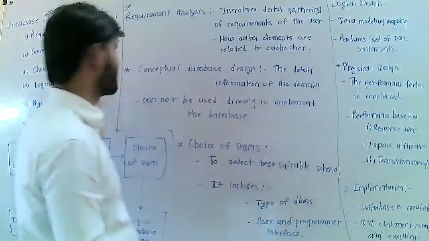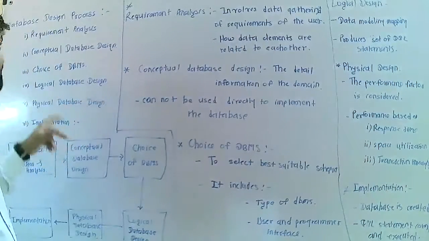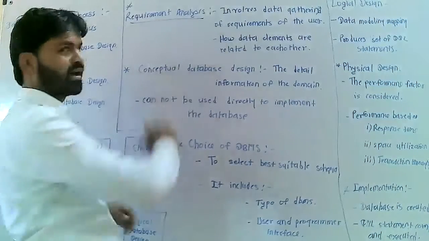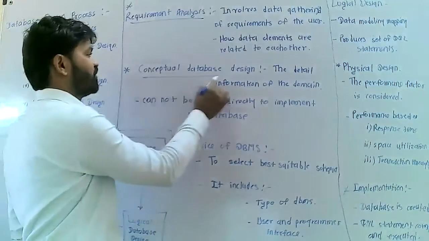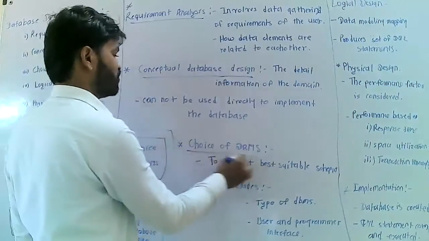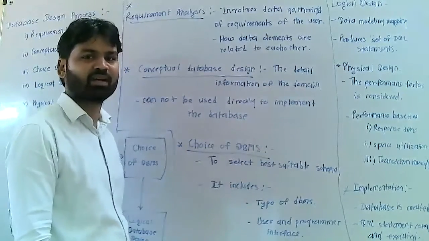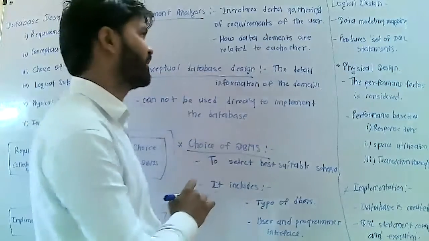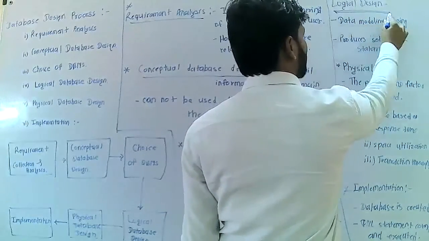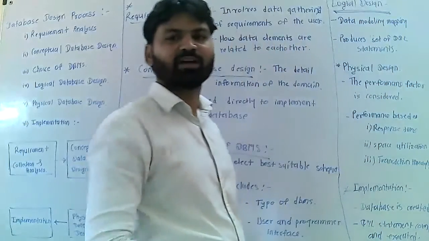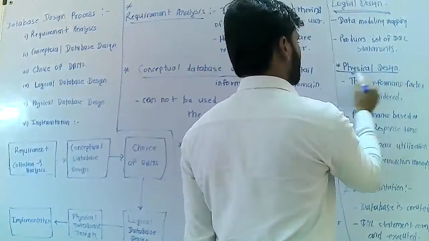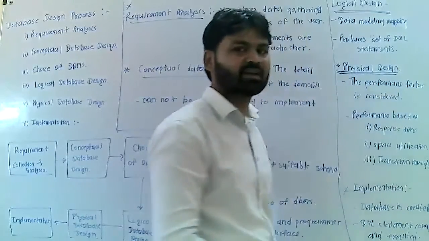These are the six stages of your database design process. First one is requirement gathering: you have to gather all the requirements. Second, you have to collect detailed information of your database design. Then you have to choose the proper database or proper query language. Then you have to design a proper data model for your database design. Then you have to measure the performance of your database design.